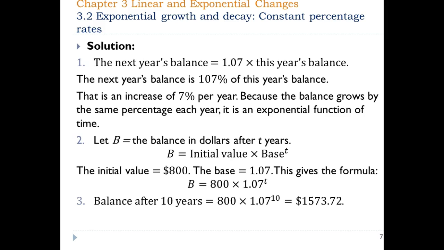The balance after 10 years is 800 times 1.07 to the power of 10. The t value, the time, is equal to 10.